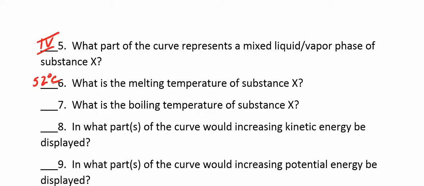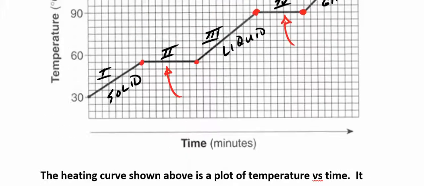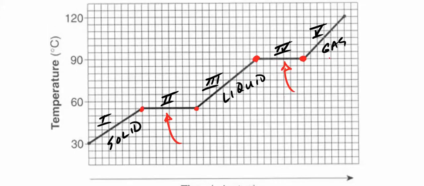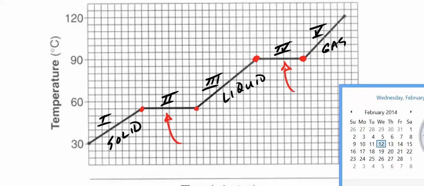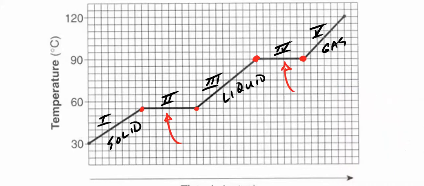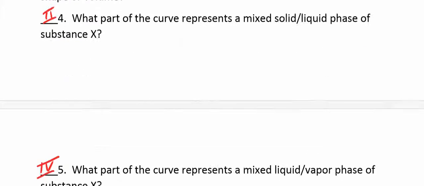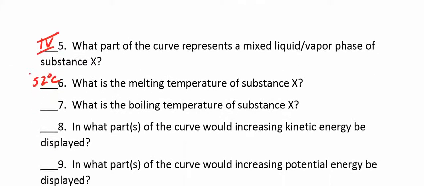And let's go to number 7. What is the boiling temperature of substance X? Remember, the boiling temperature is the intersection between liquid and gas. When liquid becomes vapor or gas, we call that boiling. So that's pretty easy. We just go straight across, and that's going to be 90 degrees Celsius. So 90 degrees Celsius is where the liquid becomes vapor. So we'll put that in right there.